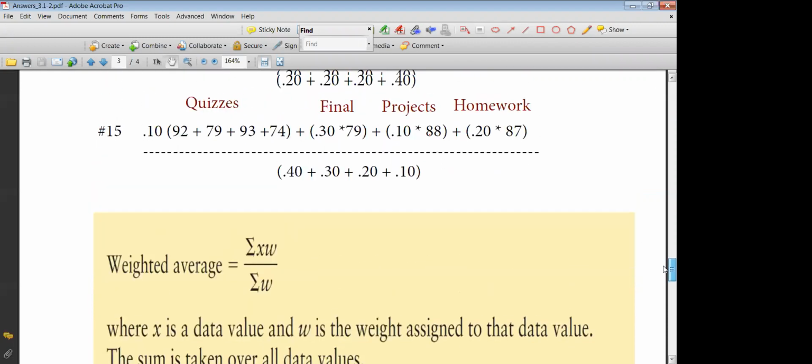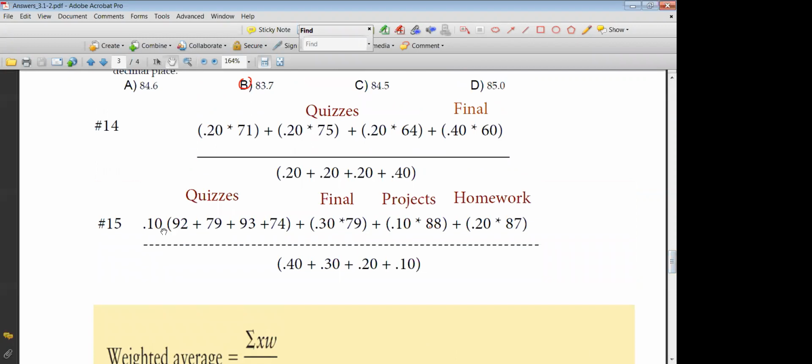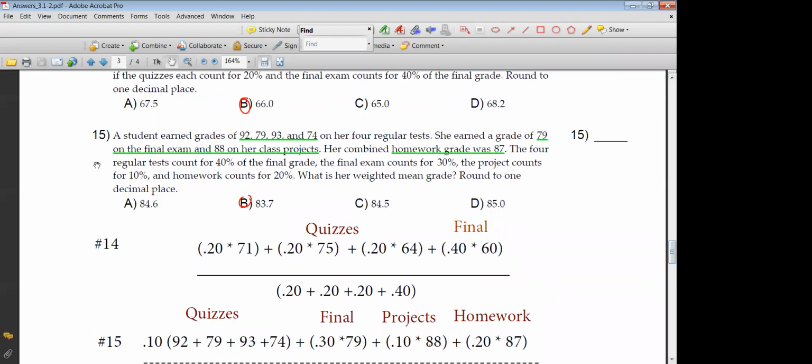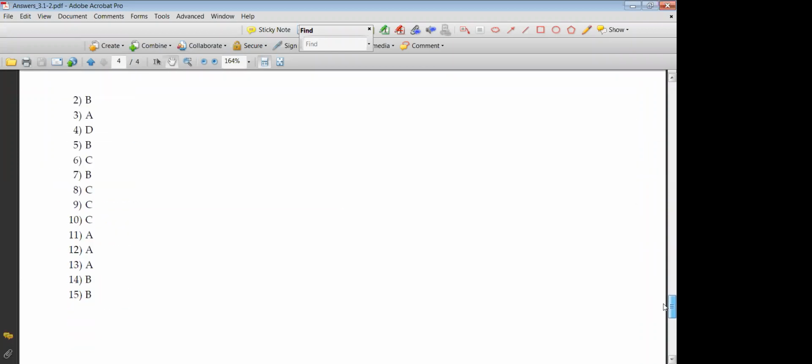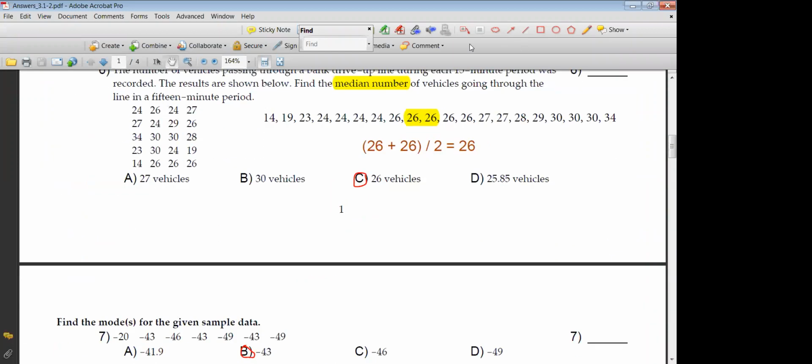So if you got that one wrong, you were giving each quiz a weight of 40%. No, it's 4 quizzes or 4 tests. I forget how it's worded here. Each one is worth 10%. The 4 regular tests count for 40%. Well, no, each one counts for 10%. The total was 40%. And that was that.